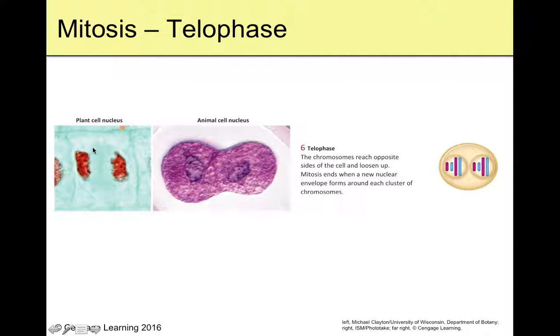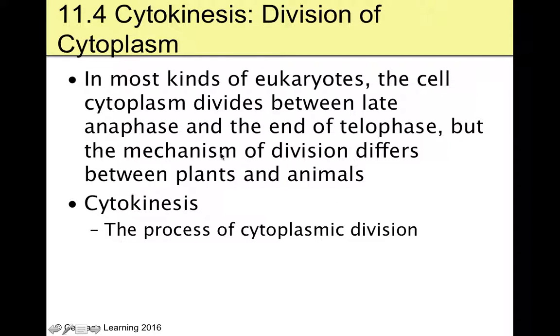So here we have 2 nuclei. They're not real pretty yet, but they're there. Here we have 2 new nuclei with their nuclear envelopes around them. And this one's actually already started to do some cytokinesis. You can see it kind of pinching in there. That's kind of cool. So that's how these 2 cells are dividing.